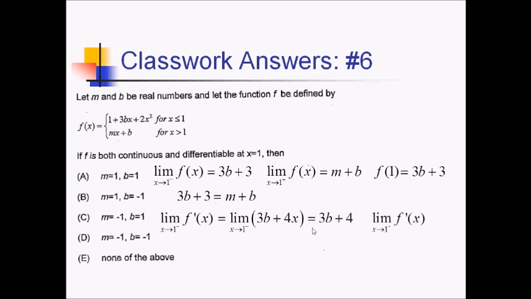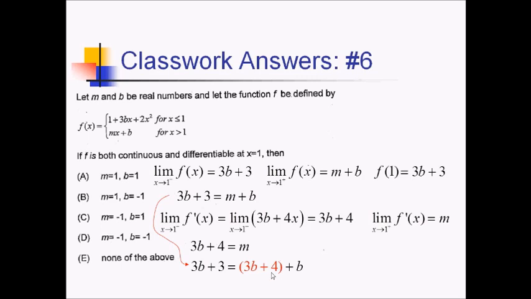Next, my right side limit. Well, now I'm taking the derivative of this bottom function. So that's just going to be m, and the b gets zeroed out. That means that 3b plus 4 and m must equal each other. So now I can plug in 3b plus 4 for the m value up here in the original equation. So moving that down here, we have 3b plus 3 equals 3b plus 4 plus b.